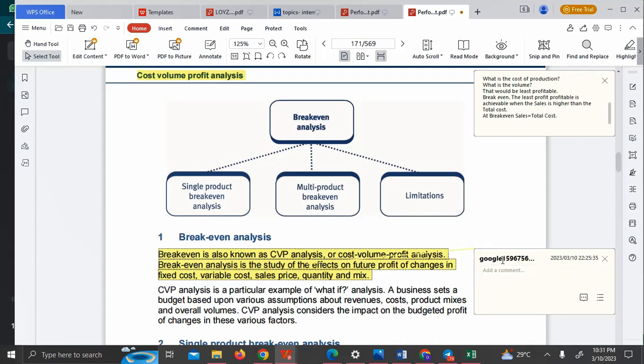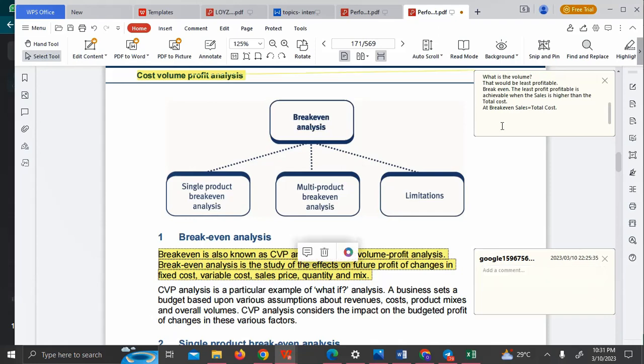So now we are saying that break even is the midpoint between the profit and the loss margin.